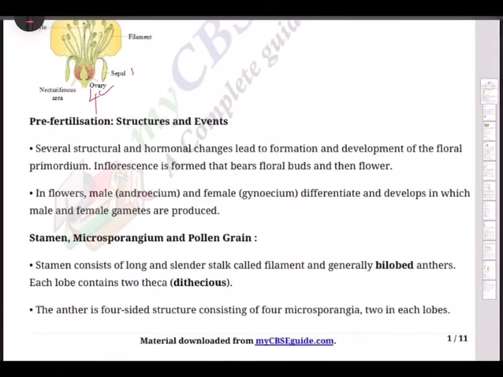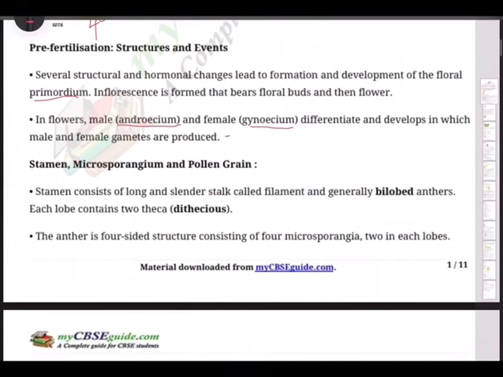So pre-fertilization, before fertilization takes place, what are the structures and events? Several structural and hormonal changes lead to formation and development of the floral primordium. Inflorescence is formed that bears floral buds and then flower. In flowers, male androecium and female gynoecium differentiate and develop, in which male and female gametes are produced. So it is the gonads. So from gonads, gametes are produced through meiosis.